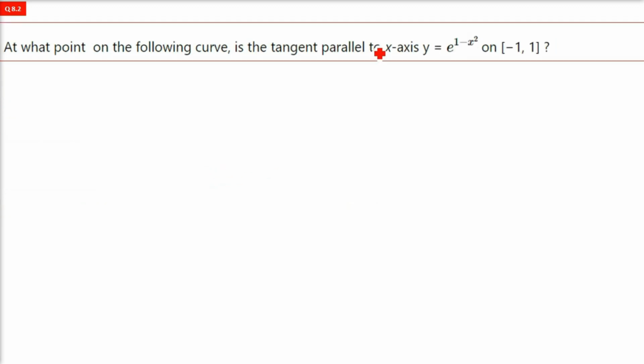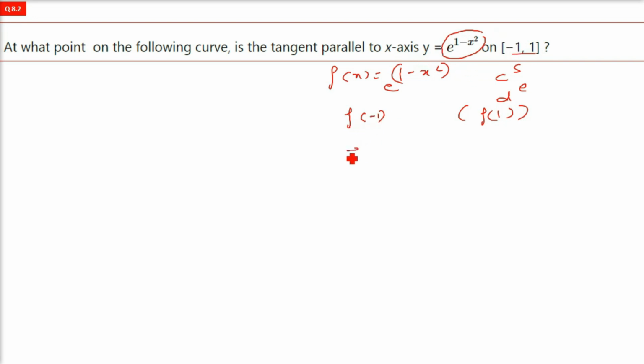Next, find the point where the tangent is parallel to the x-axis; the curve is given, y equals e raised to 1 minus x squared, on [-1, 1]. f(x) is equal to e to the power 1 minus x squared. This is exponential because it is on the power of e. So continuity and differentiability are established in the domain [-1, 1]. We will find f(1) and f(-1), and if they both come out equal, then we can solve it using Rolle's theorem.